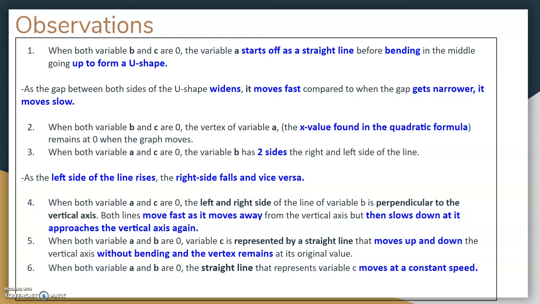Number 5, when both variable a and b are 0, variable c is represented by a straight line that moves up and down the vertical axis without bending, and the vertex remains as its original value. When both variable a and b are 0, the straight line that represents variable c moves at a constant speed.